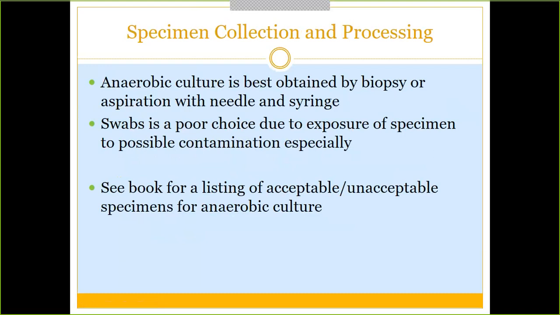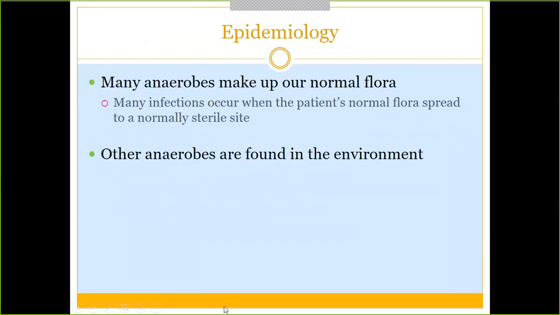So the best ways to obtain anaerobic cultures is biopsies or aspiration with a needle and syringe. Swabs are generally a poor choice, just to keep that in mind. A lot of times anaerobes do make up our normal flora, just like our other types of bacteria. So sometimes the infections happen the same as with other bacteria. Your own normal flora spread to a sterile site or take opportunity of a situation and cause infection.